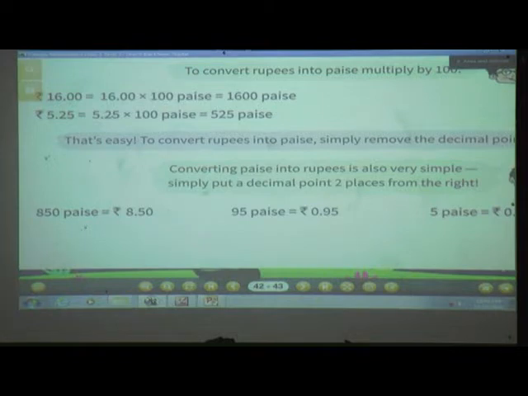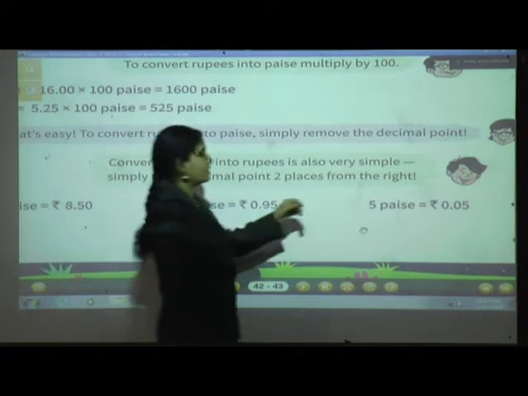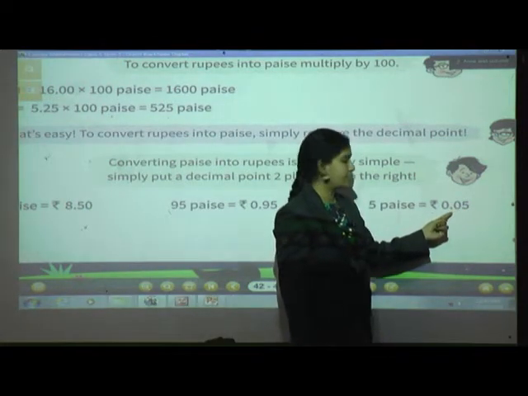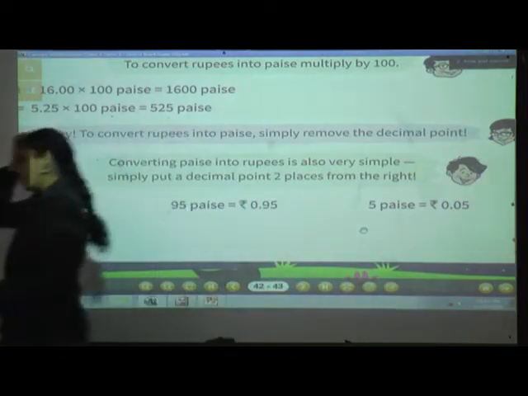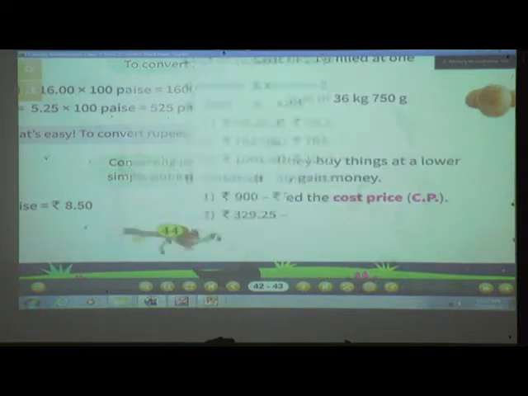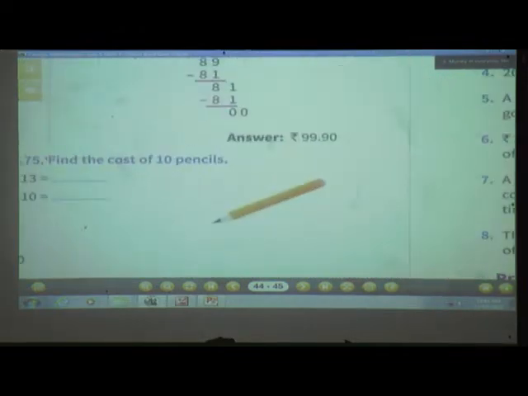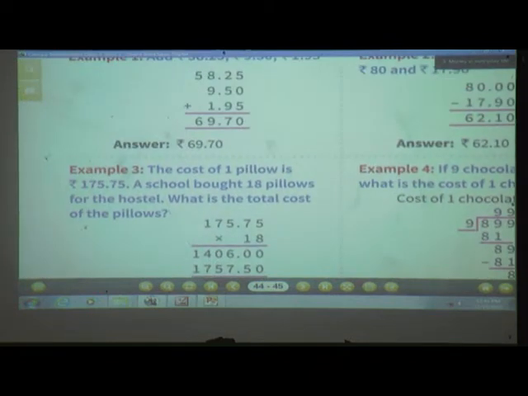Okay, and same about 5 paise also. Here 5 paise, 2 decimal places. Here 1, 2, and right here the point. Okay. Now we will see the next point, page number 44. Here they have given some examples with answers.